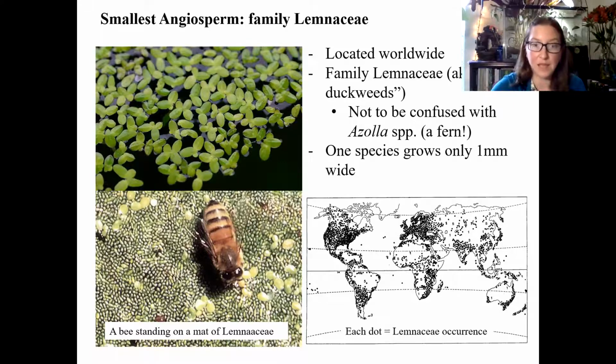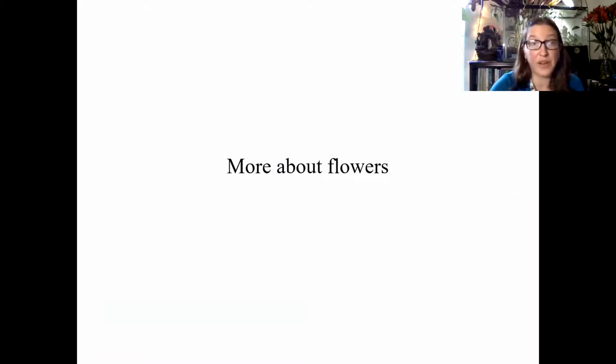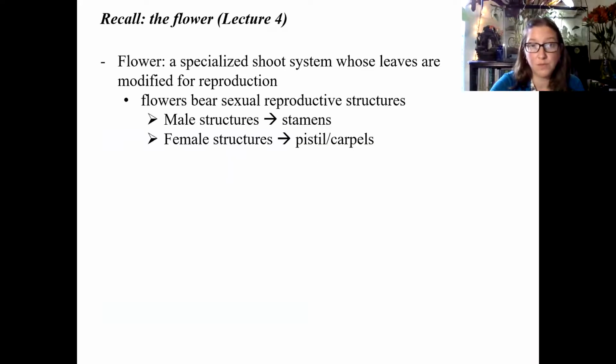But this is a plant now that is kind of a problematic plant. It gets moved around via boats. And so now it basically occurs everywhere on Earth. Anyways, the point is very, very tall angiosperms, very, very small angiosperms, all different types of habits, and they live in all different habitats. So now we'll talk a little bit about flowers.